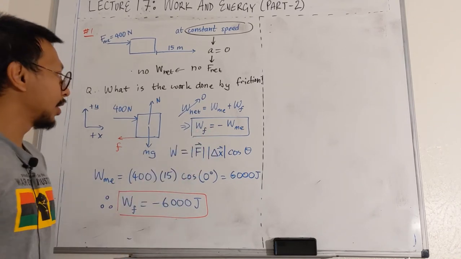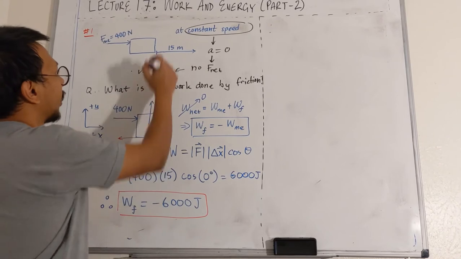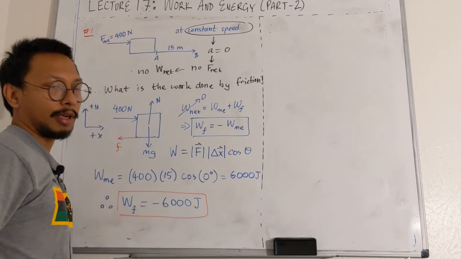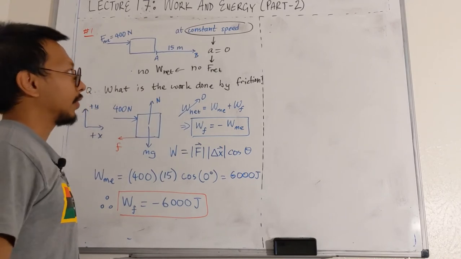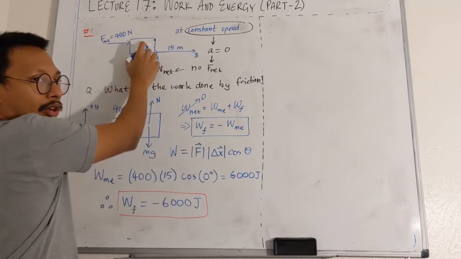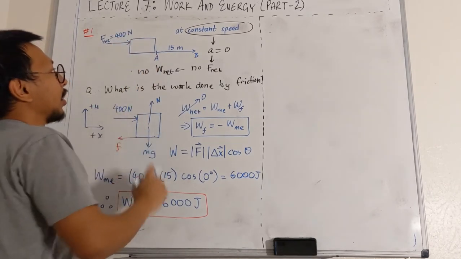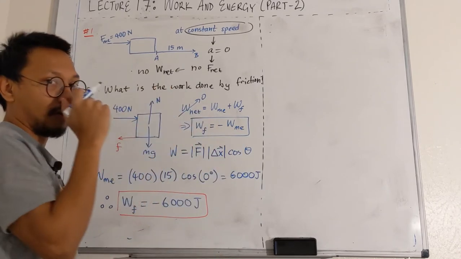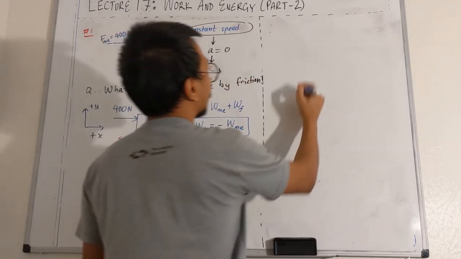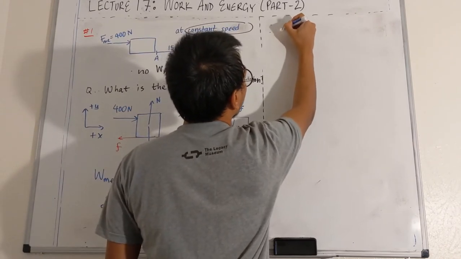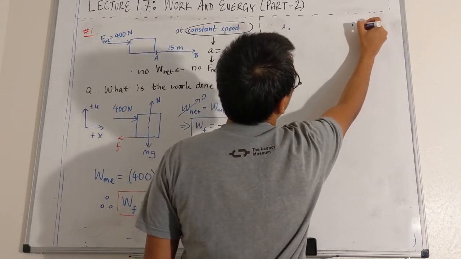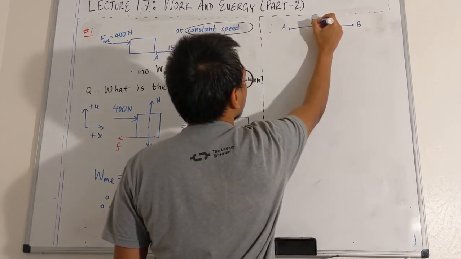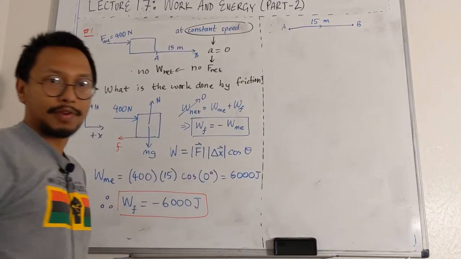Now let's say that this was point A, and at the end of my 15 meters, let's call that point B. Now let's tell ourselves that I move the same block applying the same force, but now to move from point A to B, I follow a rectangular or a longer path, which looks like this. If this is A and this is B, the old path was just a straight line from A to B. This was a distance of 15 meters.